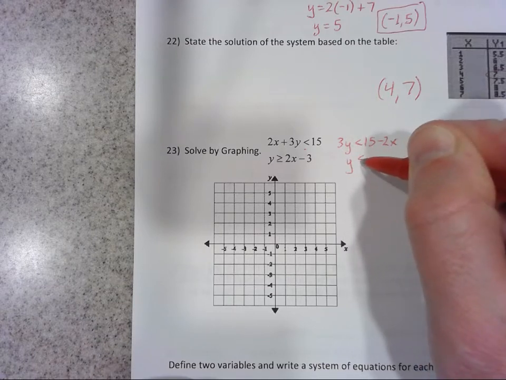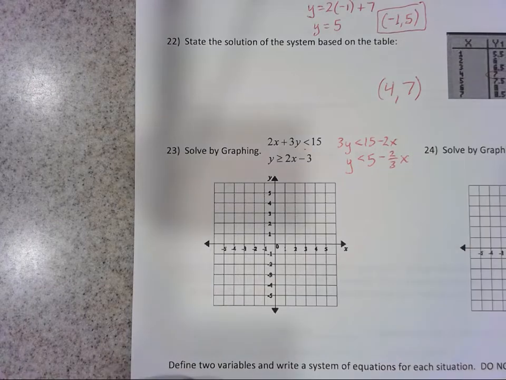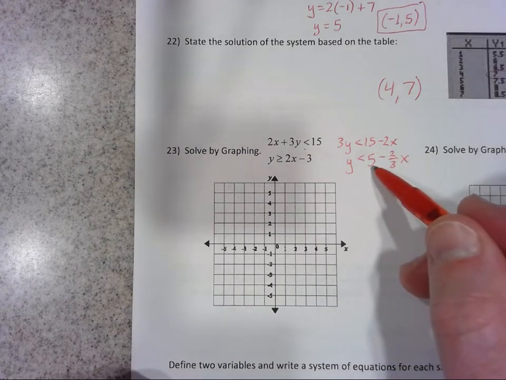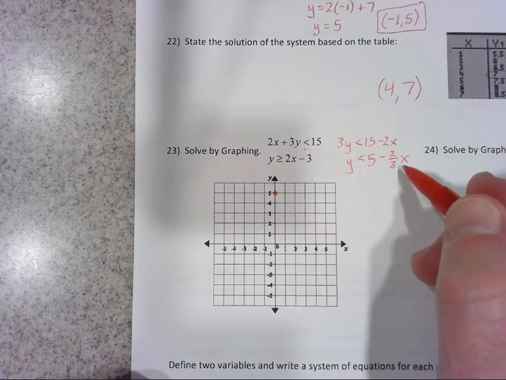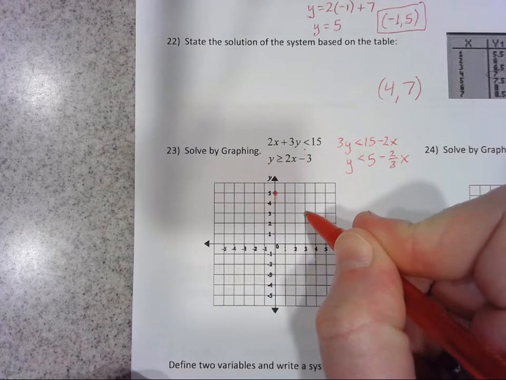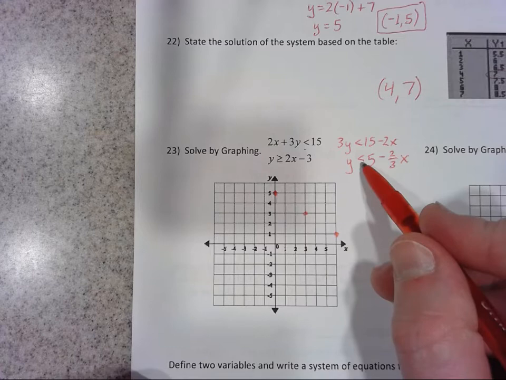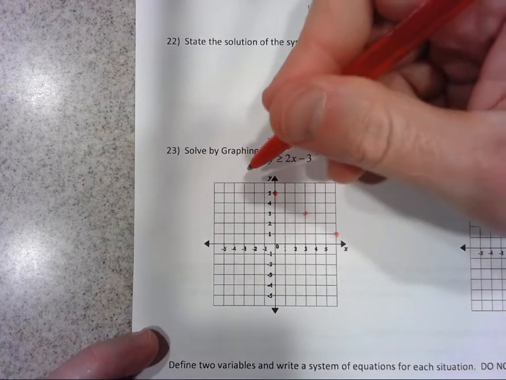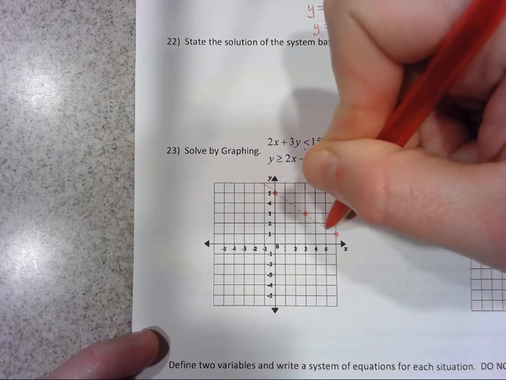So 15 divided by 3 and negative 2x divided by 3. This means that I have a slope of negative 2/3 and a y-intercept of 5. So I plot 5 on the y-axis, go down 2, right 3, down 2, right 3. So less than, so that means a dashed line, not less than or equal to. Make sure I get that dashed line.